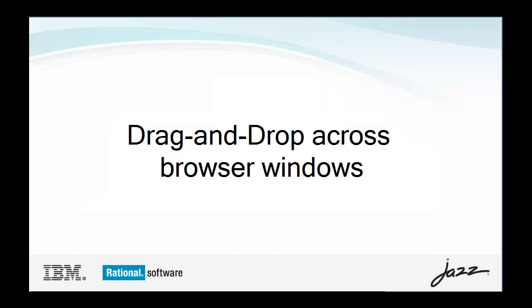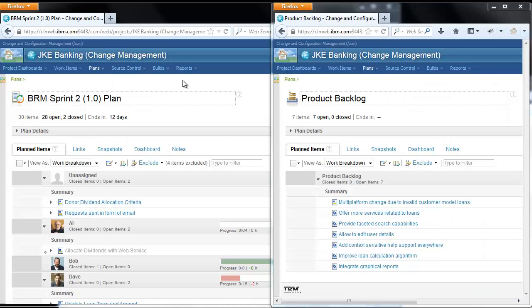Items in a plan can now be dragged to a different plan opened in another browser window. Here I have two plans opened, a sprint backlog on the left and a release backlog on the right. I'm going to drag a story from the product backlog to the sprint.